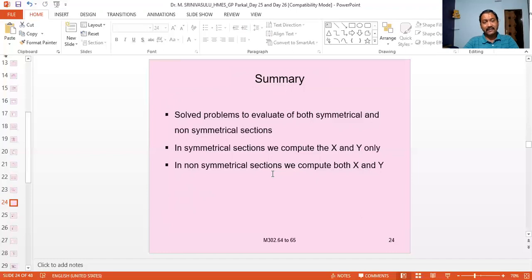So depending on the symmetry, we have to find out the x bar or y bar, and if the figure is not symmetrical about either the x axis or the y axis, then we have to find out both the x coordinate and the y coordinate.